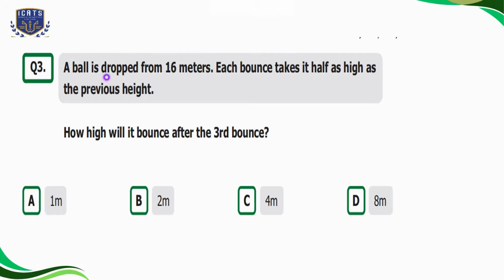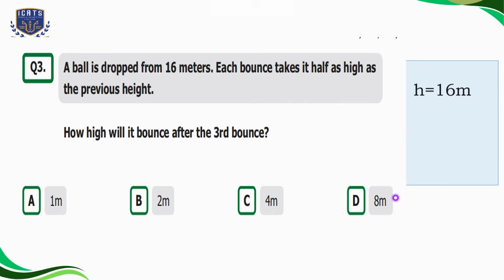Question number 3. A ball is dropped from 16 meters. Each bounce takes it half as high as the previous height. How high will it bounce after the third bounce? Option A is 1 meter, option B is 2 meters, option C is 4 meters and option D is 8 meters. The height was 16 meters.